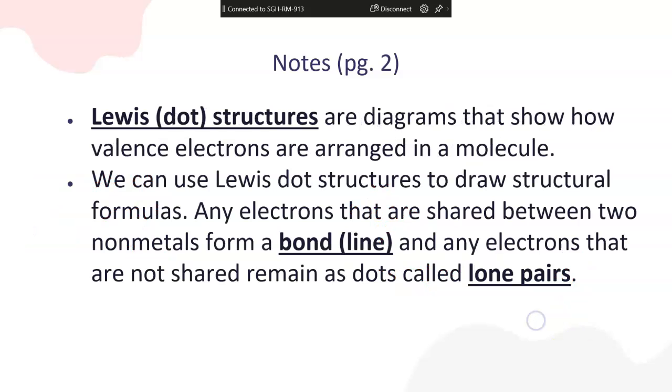Cool. So Lewis dot structures are diagrams that show how valence electrons are arranged in a molecule. We can also use these Lewis dot structures to draw structural formulas. Any electrons that are shared between 2 nonmetals form a bond that we represent as a line, and any electrons that are not shared remain as dots called lone pairs. All the electrons are still going to be there, you just change how you represent bonds. The dots become lines for bonds. So we're going to look at some examples. Ready?